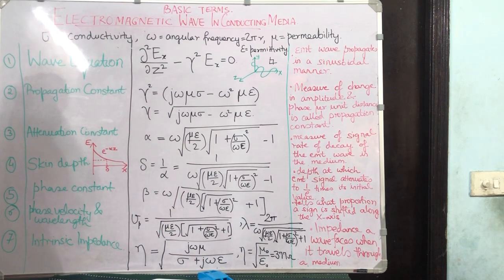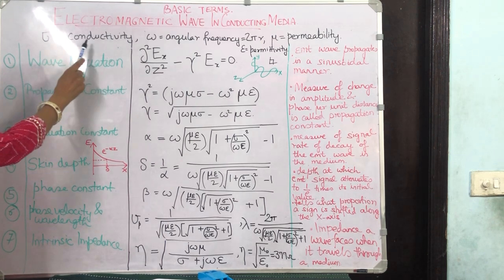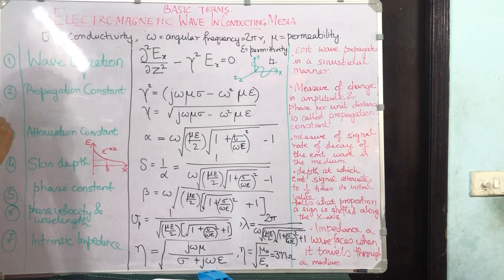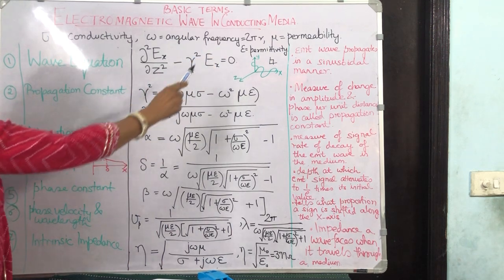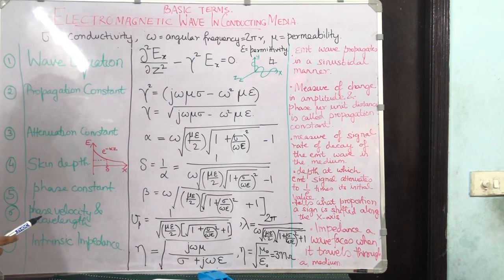Now let us look at all the basic formulas which we are going to derive in this lecture. First, let us understand the symbols. Sigma means conductivity of that specific media. Omega is angular frequency, which is equal to 2 pi into linear frequency. Mu is permeability of the medium. Epsilon is permittivity of the medium. We are talking about the conducting media.